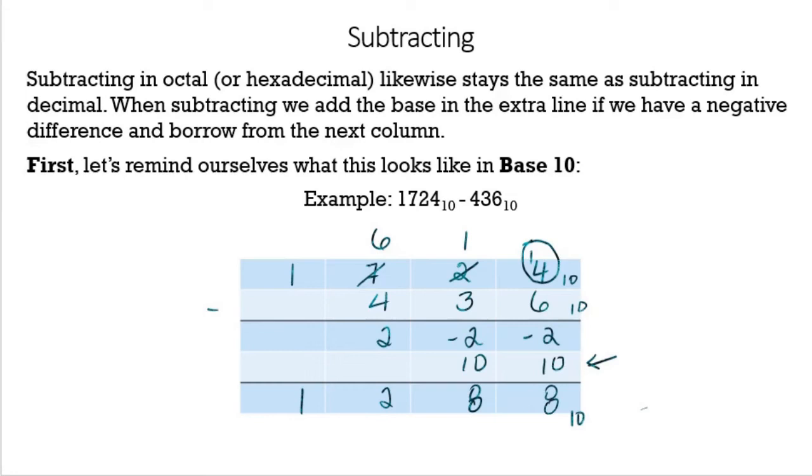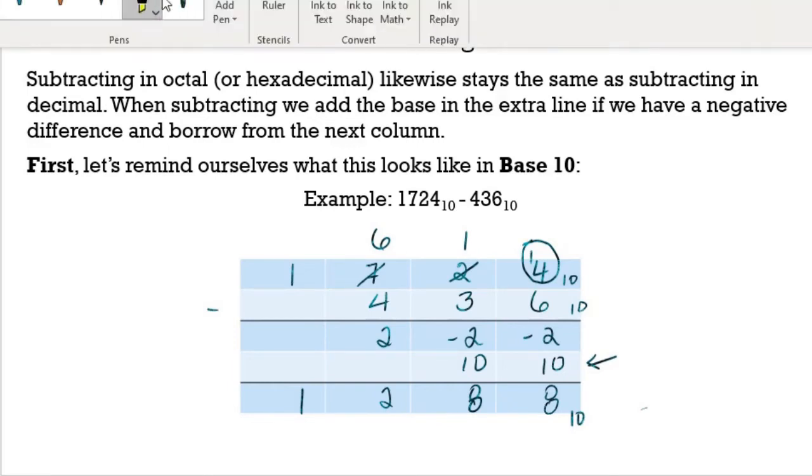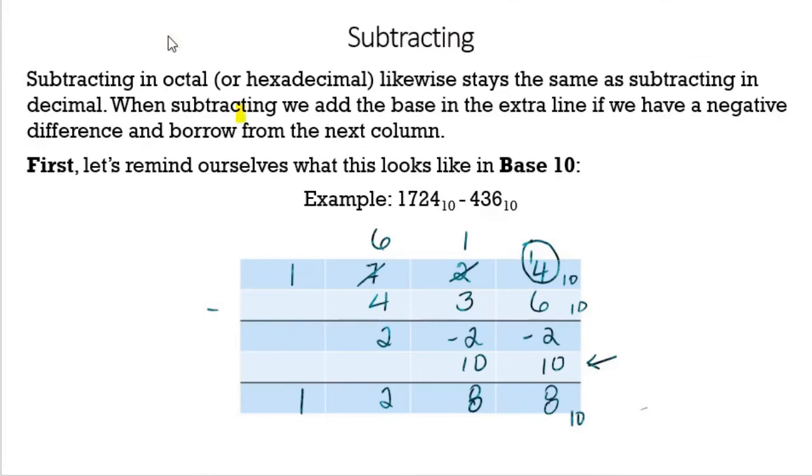So once again, I recommend that you try 1 or 2 of these. Make up your own values. Try the subtraction with this formal extra line for 10. And that's what's written up here. It says when subtracting, we add the base in the extra line if we have a negative difference and borrow from the next column. So when we had a negative difference like negative 2, in the extra line, we wrote that we borrowed 10 from the 2 in the next column over.